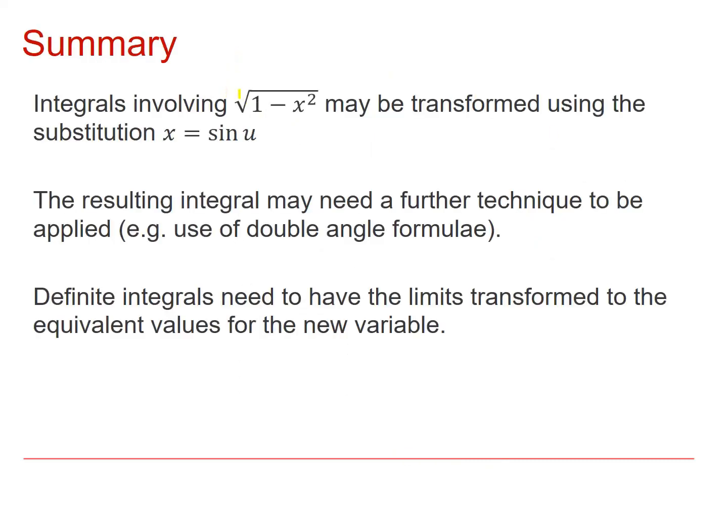Summary then, if we've got a square root of 1 minus x squared, then x equals sine u is a very useful transformation to try. You might not get a simple integral at the end of it. You may need to use another technique after that, and we actually use the double angle formula for one of our examples. And if you've got limits, then they need to be transformed so that you get equivalent values for the new variable.